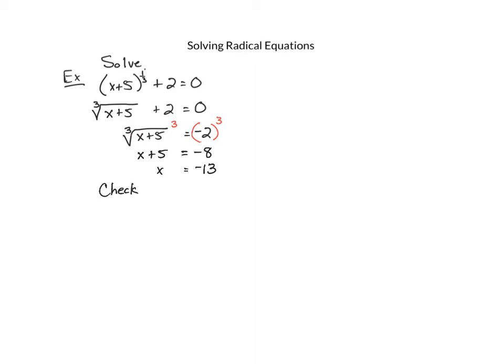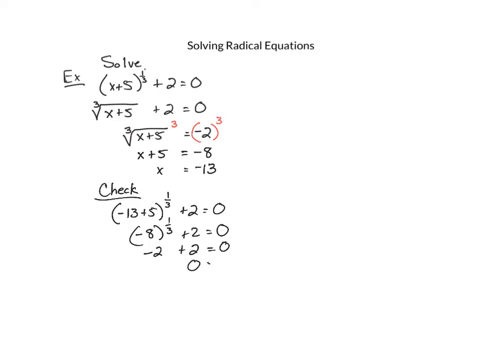Let's check this one as well. We'll pop negative 13 in. Negative 13 plus 5 to the 1/3 power plus 2 equals 0. We're going to see if that's true. Negative 13 plus 5 is negative 8. Negative 8 to the 1/3 is equivalent to the cube root of negative 8, so that is negative 2. So we have negative 2 plus 2 equals 0, and that means it does check.